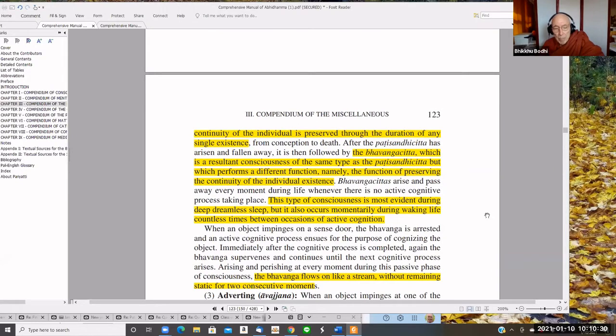But though the bhavanga preserves continuity of existence, it doesn't remain just as one citta continuing for 70 or 80 years, but rather the bhavanga cittas are constantly arising and passing away every moment during life, whenever there is no active cognitive process taking place. And as I mentioned yesterday, this type of consciousness, we could see it most clearly in deep dreamless sleep.